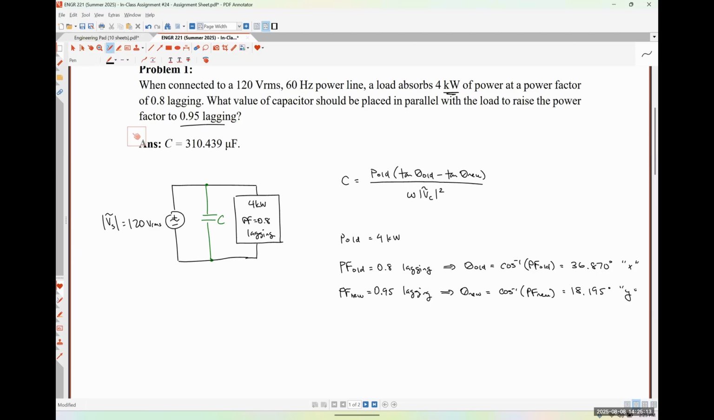Now, let me ask you guys a quick question here really quickly. What if our target power factor were 0.95 leading? Would that have any impact on our angle, theta new?